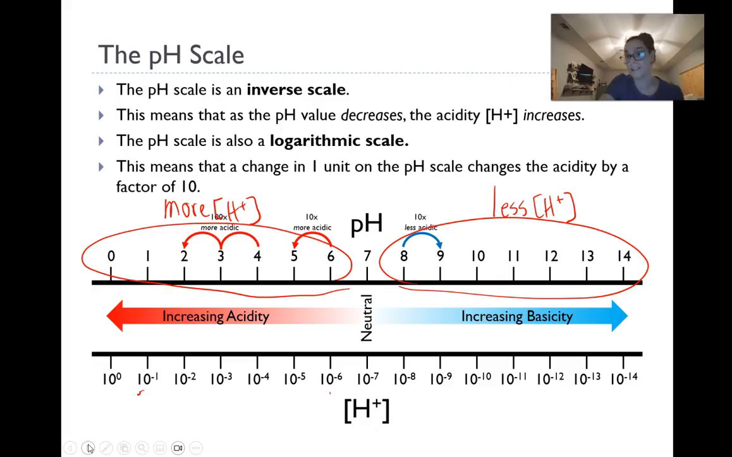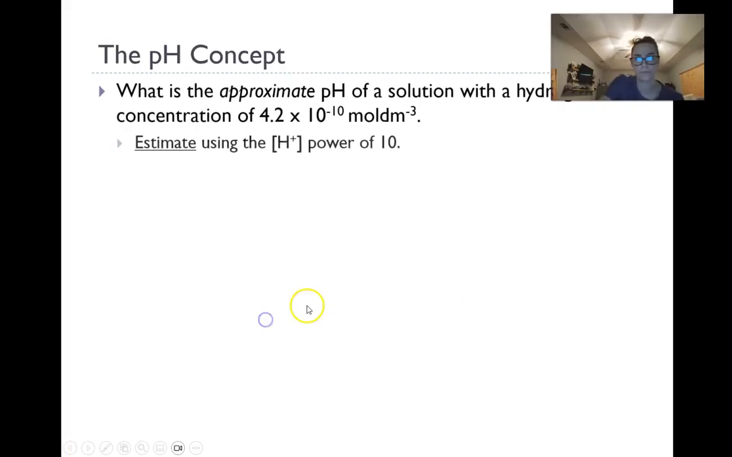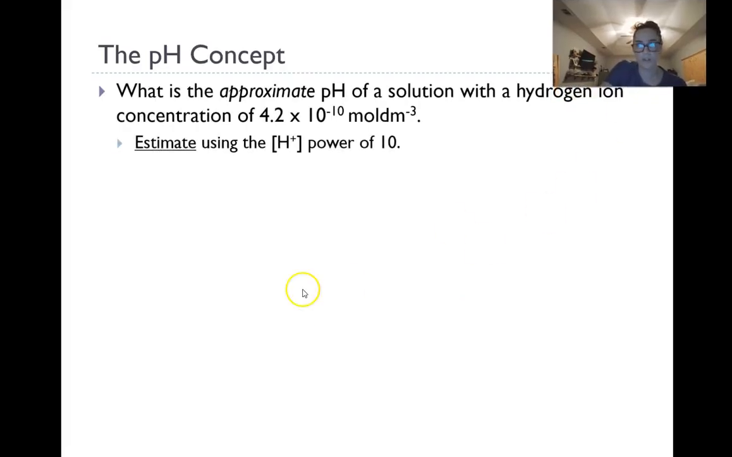Or 10 times less acidic, however you want to say it. And if you move up by 2, that's 100 times more basic. Or if you move down 2 pH units, it's 100 times more acidic, because 10 times 10 is 100. So we can do this to estimate the pH of a solution.